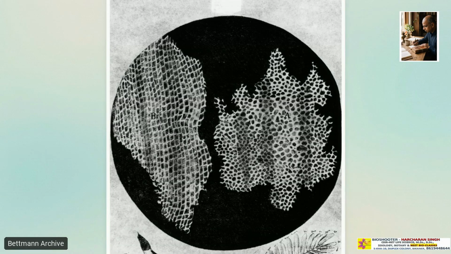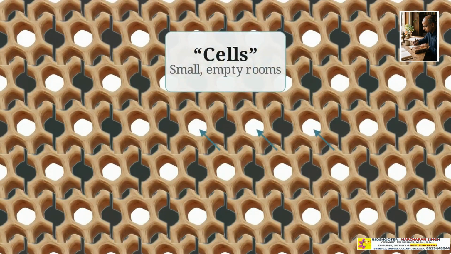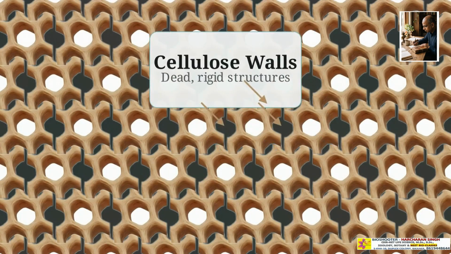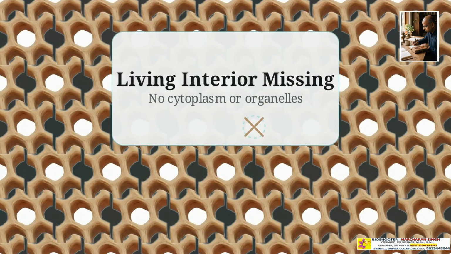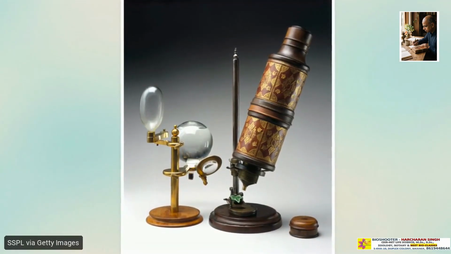In 1665, the English polymath Robert Hooke placed a thin slice of cork under a lens and observed a highly organized pattern of geometric, honeycomb-like pores, labeled here as A and B. He called these small rooms cells. But Hooke was actually looking at dead cellulose walls. He entirely missed the living interior. He missed the active biology because he was constrained by his tools.